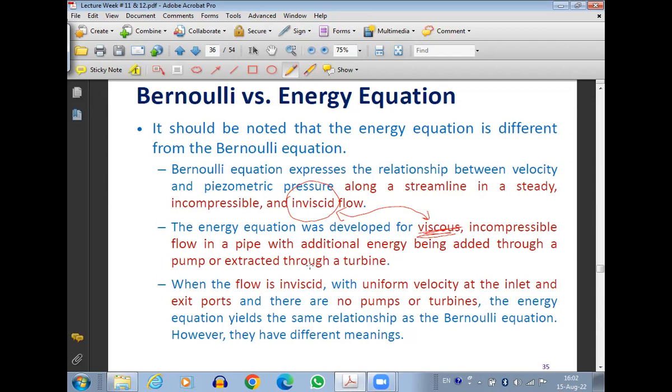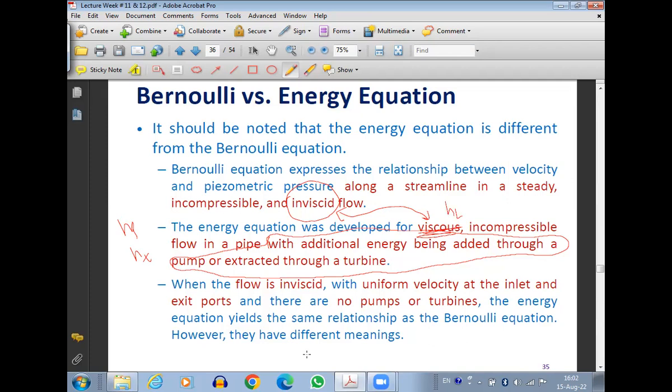Incompressible flow in a pipe with additional energy, whether it is added through a pump or extracted through a turbine, was also not there in case of the Bernoulli's equation. So this part is also new. So H_P and H_T were both not there in the Bernoulli's equation. And because the Bernoulli's equation was inviscid, and here we have the viscous effects, H_L is also here. So in the energy equation, we have these modifications.